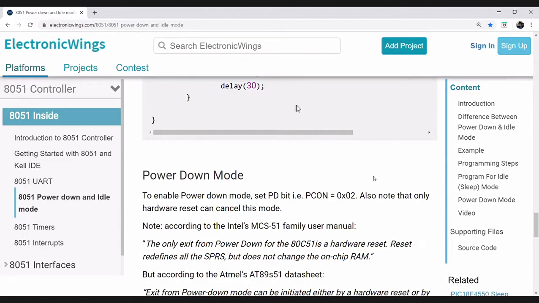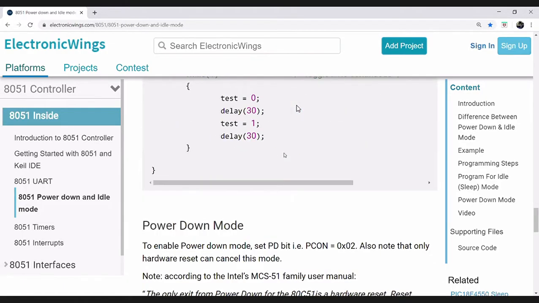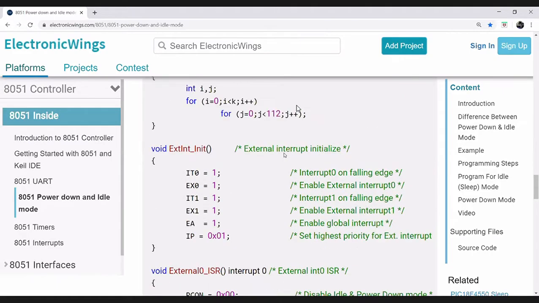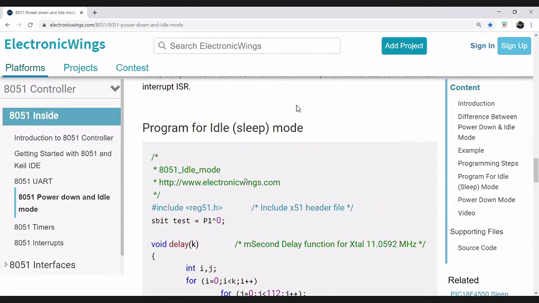Any clarification? This is the end. Program you don't have to see, but if you are interested, please see this. Okay, they have done in C programming. Okay, so we'll go to the next one.